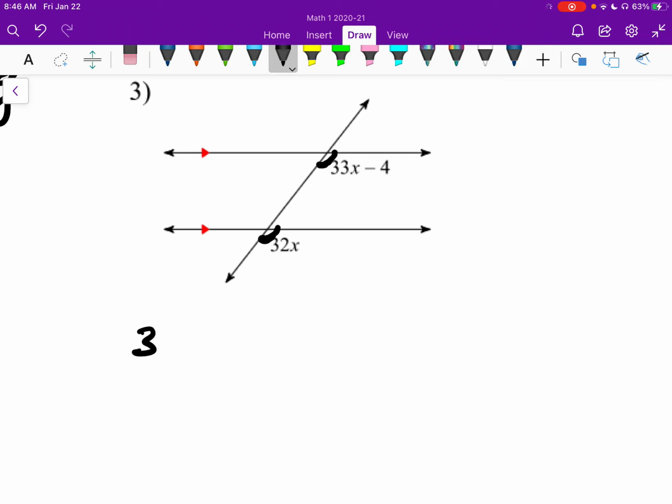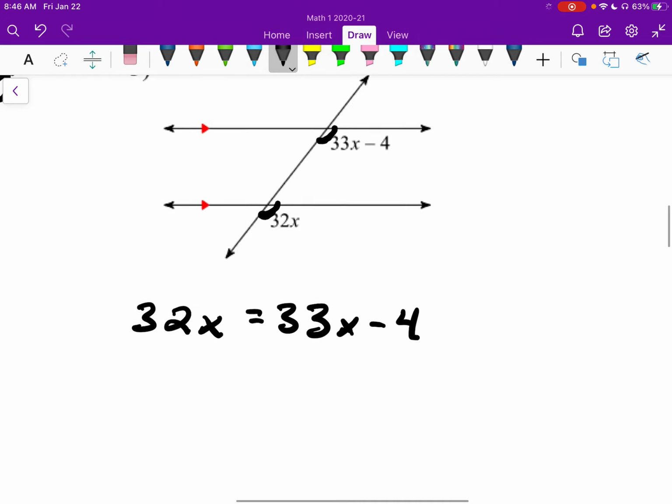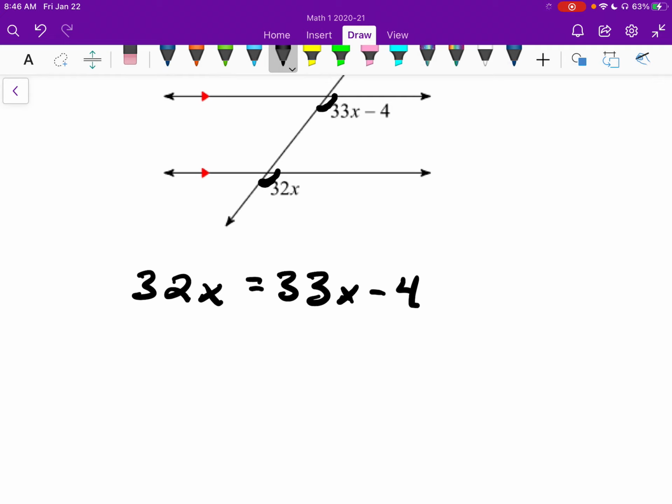So I'm going to say 32x equals 3x minus 4. From there I can subtract my 33 and get it to the other side. So I'll have -x equals -4. So x equals 4.